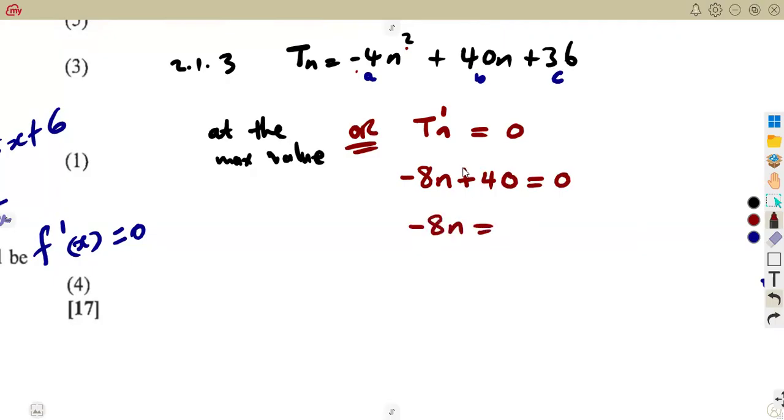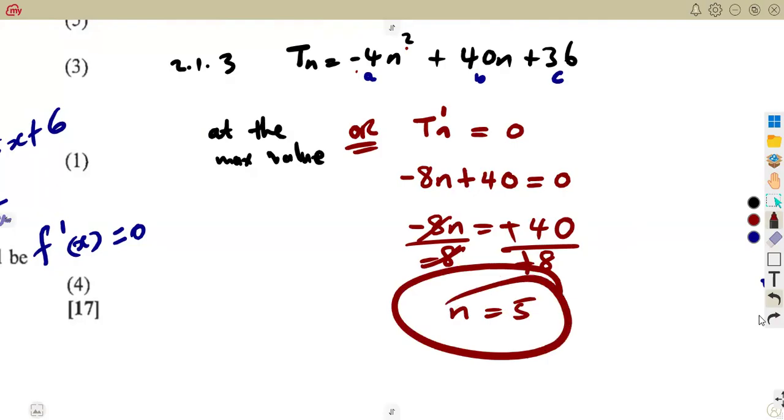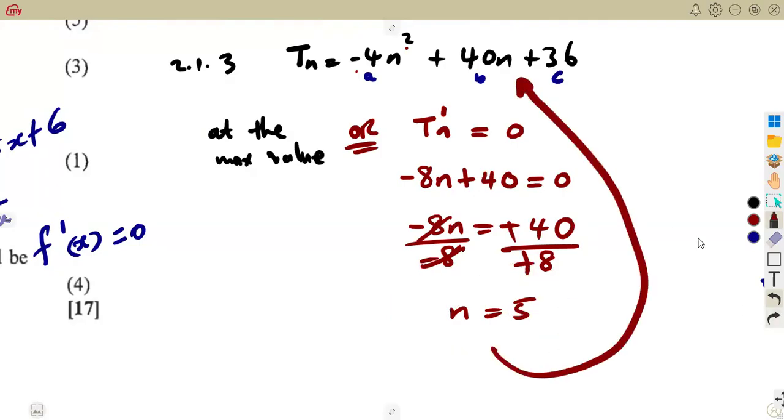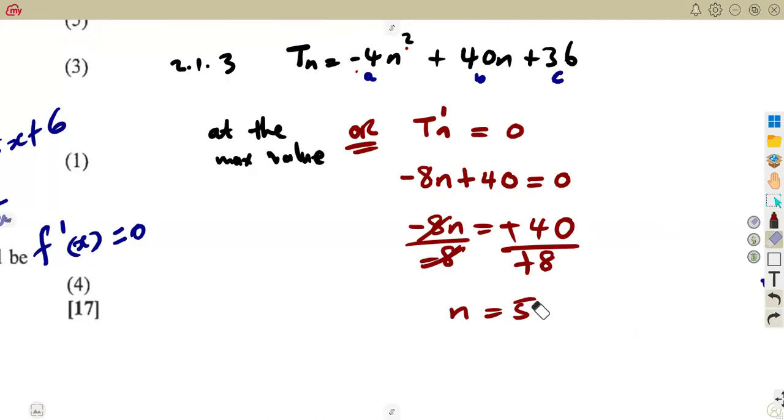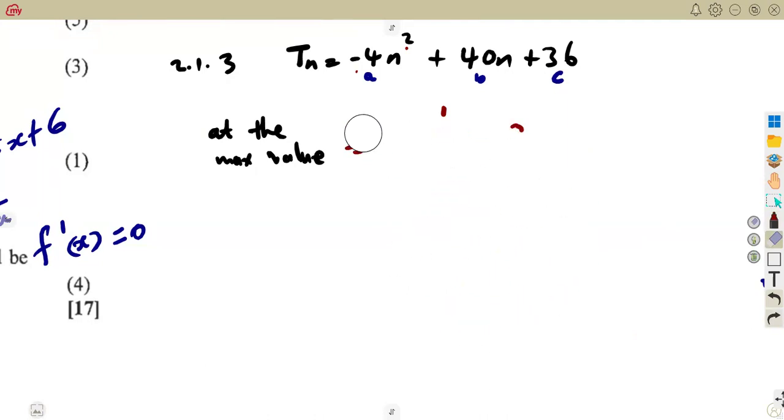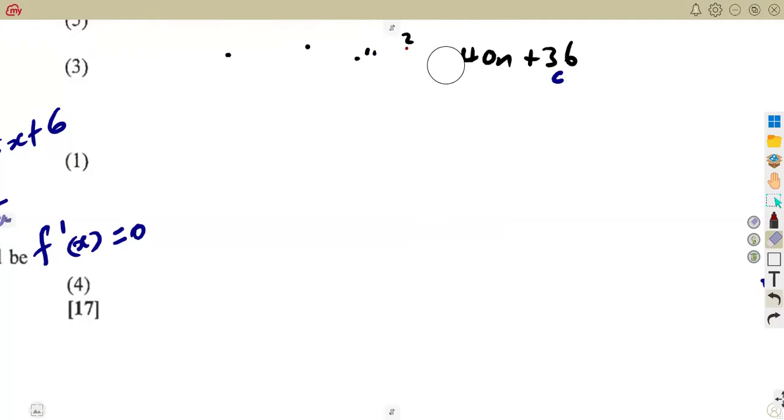Solve for n. Minus 8n is equal to minus 40 on the other side. Divide by negative 8 on both sides. So n is going to be 5. As you can see, at this value, you substitute into Tn and you obtain the same value of 136, just like that. So it depends, guys, on you and your understanding. You can use any method for the maximum value.